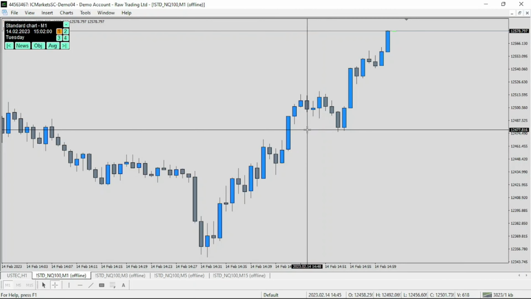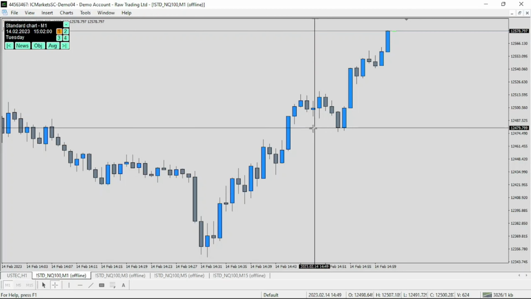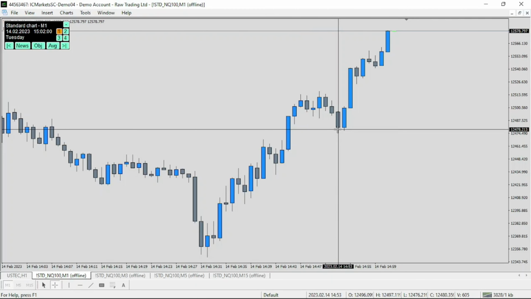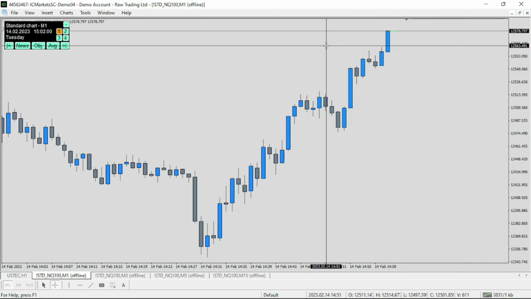You see, our entry was somewhere around here, and if we had left our entry, price would have actually come, triggered us in, then gone to our take profit. This is something that happens very rarely. It does not happen all the time.